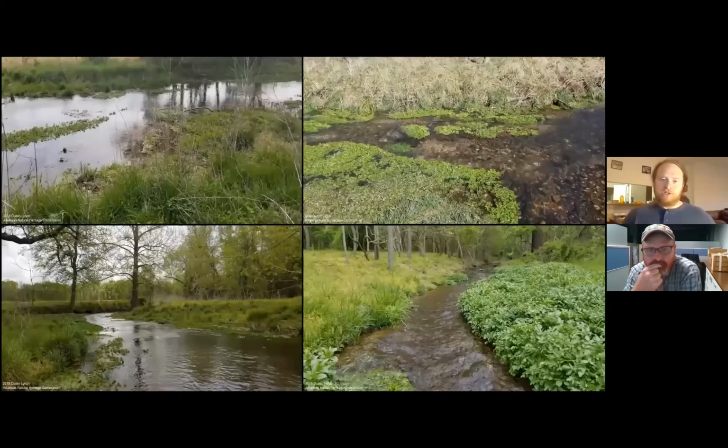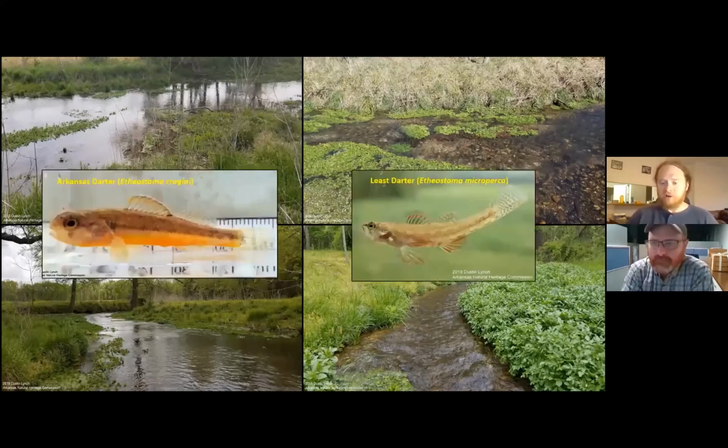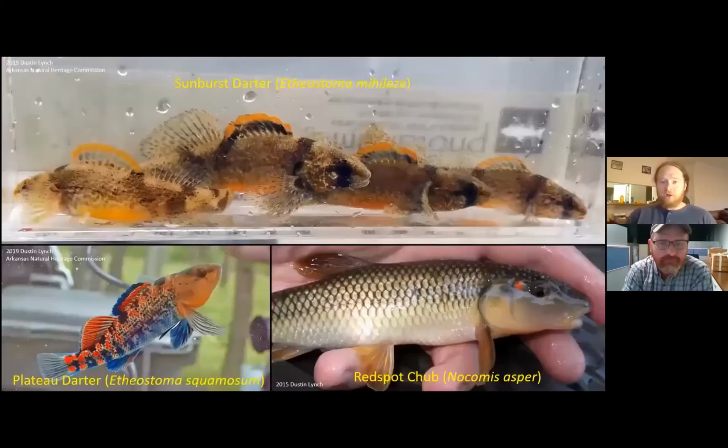This collage just shows different parts of the natural area and what some of the different habitats there look like. Again, open canopy, lots of aquatic vegetation, and the two darter species don't fully inhabit every part of both spring runs that are at this natural area, but even the parts that don't have those two species, again, the Arkansas and leased darter pictured here, contain many other interesting and rare aquatic species. So the natural area is actually home to several other tracked fish species, and these are all fairly rare regional endemics, things like the sunburst darter, the newly described plateau darter, and this large minnow, the redspot chub, which are all found in the natural area.